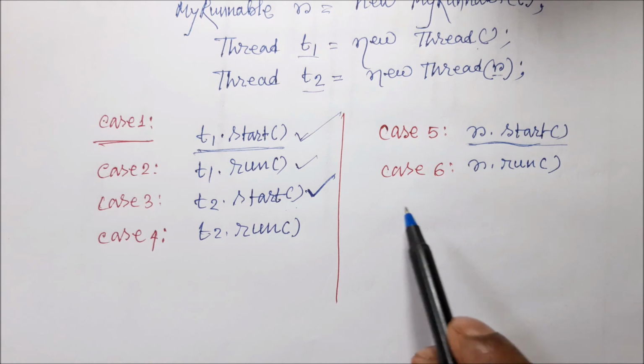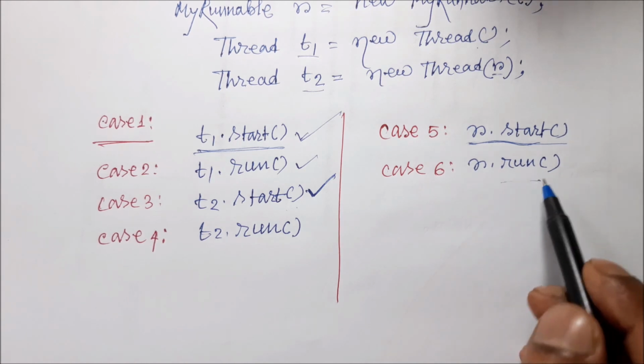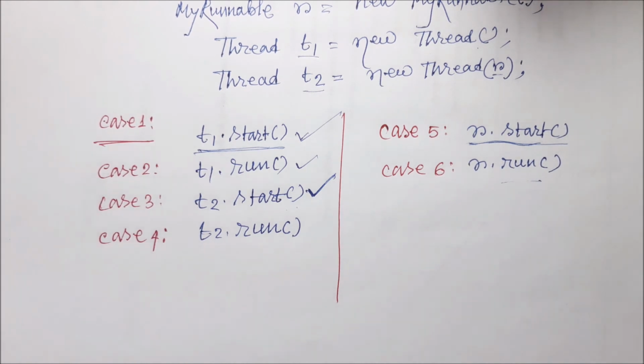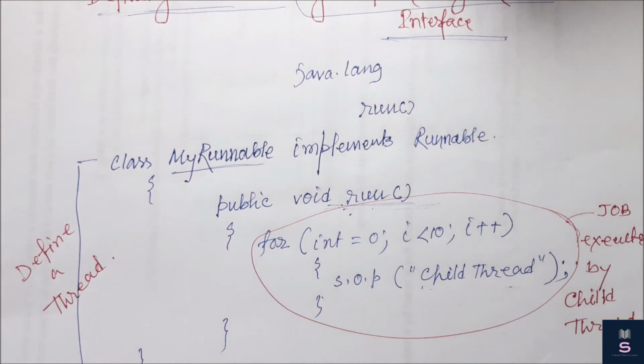In the sixth case, the last case, if I consider r.run, the same thing, no new thread will be created under the MyRunnable run method. It will execute as a normal method call. So these are the cases we can consider for the runnable interface. If I define a thread by using the runnable interface, we consider those 6 cases. Now what is the advantage, or which approach do we recommend?